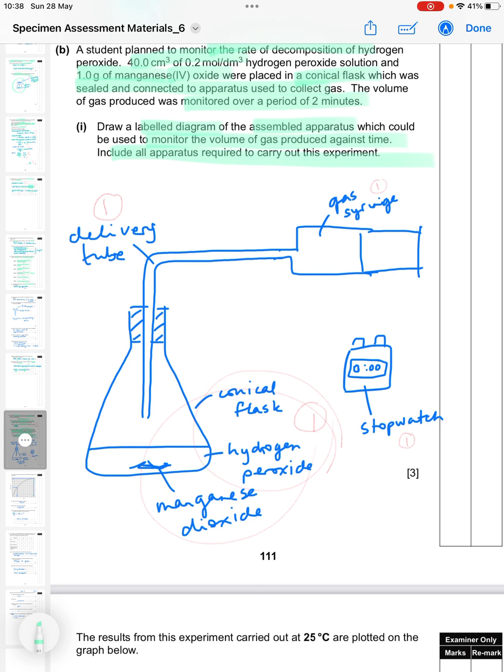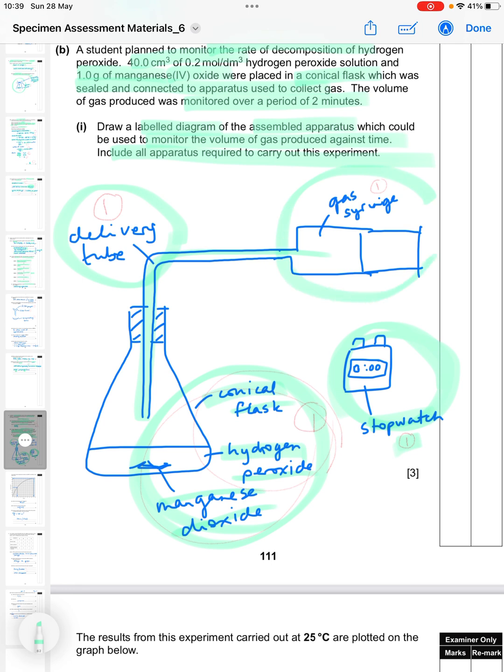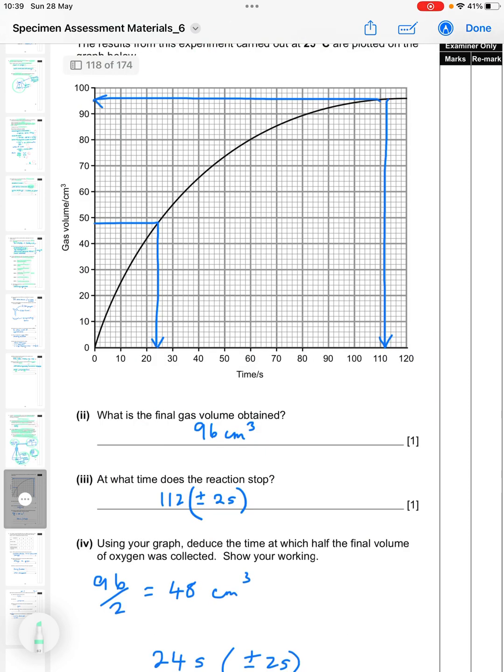So we're going to need to measure every 2 minutes. So stopwatch for that. That was 1 mark. And then the apparatus for the experiment. So you had a conical flask here with hydrogen peroxide in it and manganese dioxide in it, and that all was worth 1 mark. A delivery tube going through from the conical flask to the gas syringe was 1 mark, and your gas syringe was also 1 mark. So you had a maximum there of 3 marks from any of those 4.